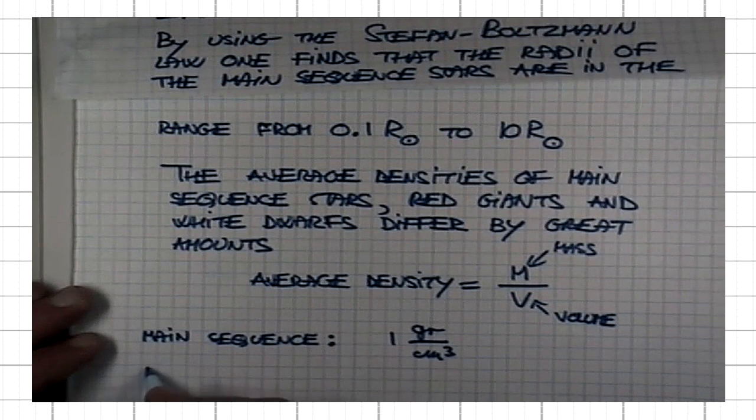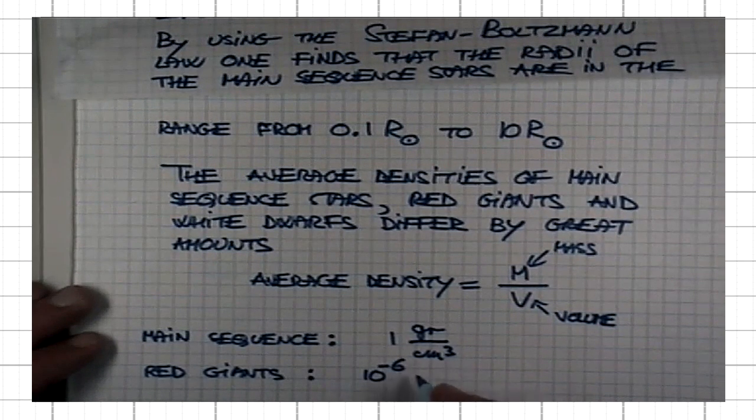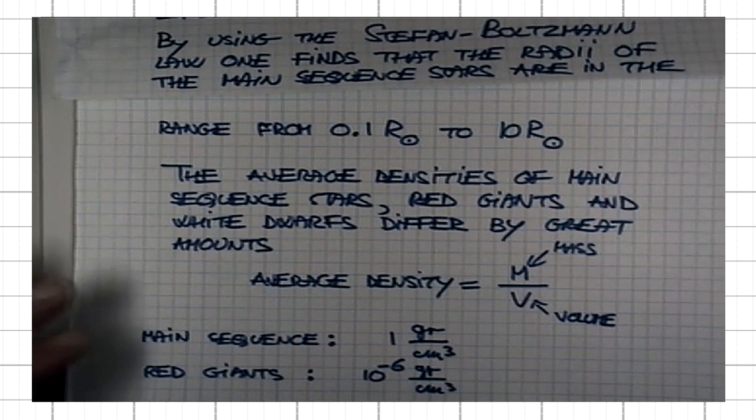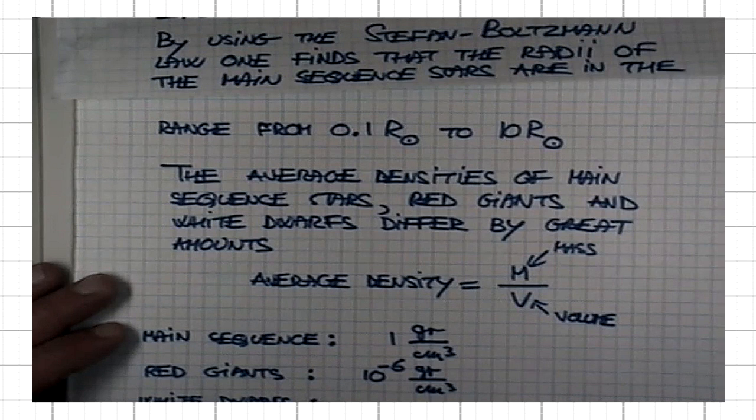Red giants have much lower densities. Their average density is about 10 to the minus 6 gram per centimeter cubed, 1/1,000,000th of this value. And white dwarfs are extremely dense. The average density is about 5 times 10 to the 5 grams per centimeter cubed, right?